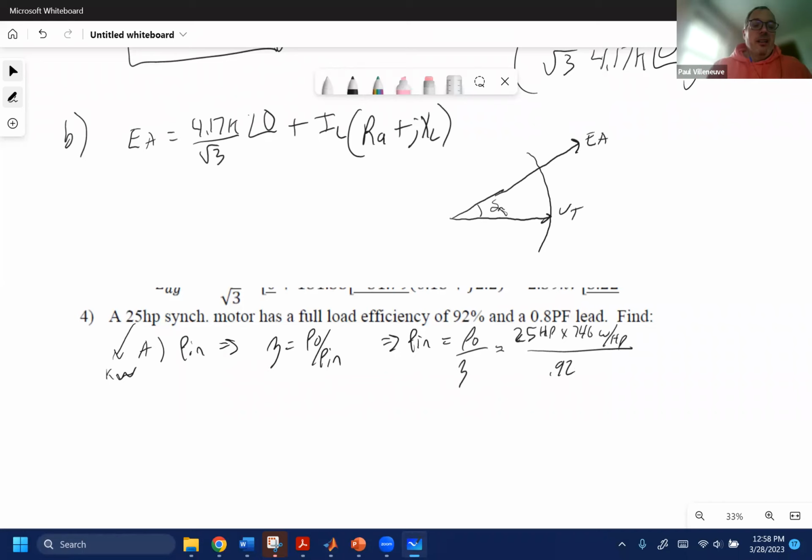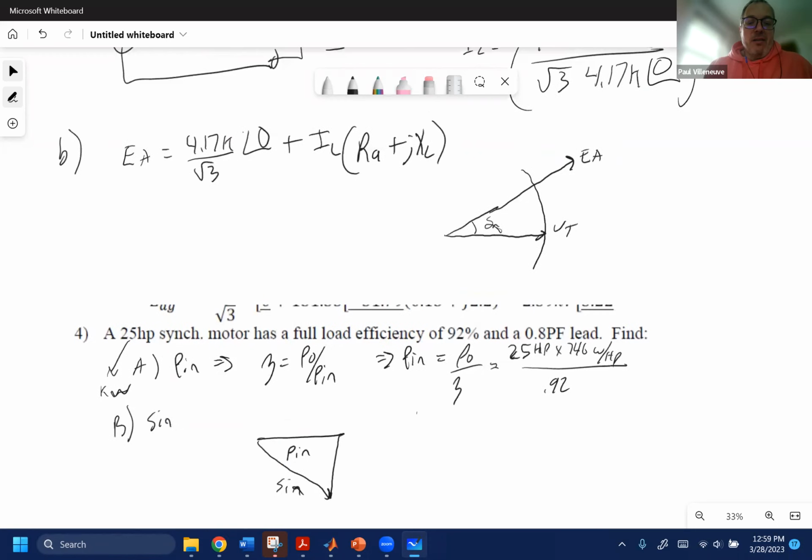For part B, the input kVA, I'll call this S in. We just saw the power triangle. So we have P in. Here is S in. Oops, I did it leading, so I have to do this the other direction. Sorry about that. So here's P in, and because it's a leading power factor, my S in is in this direction. It doesn't change the magnitude, but it does impact the angle.